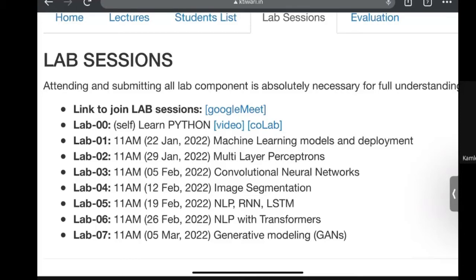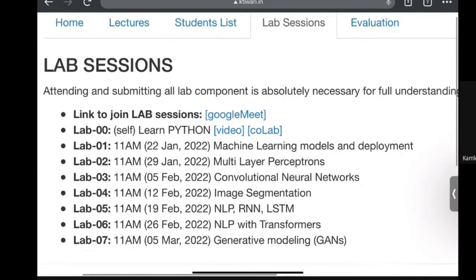Okay, so the very important thing is this. The first is the announcement that please go by yourself and see lab 0.